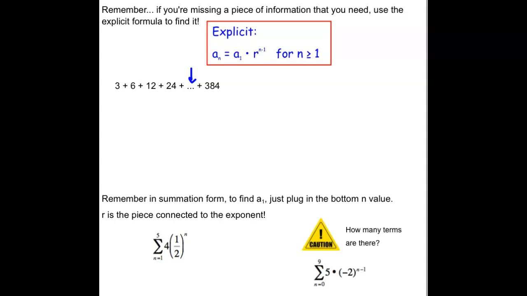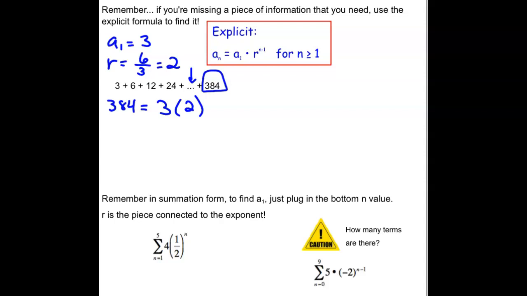We can figure out our first term. We know that the first term is 3. We can figure out our r value just by taking the second term divided by the first term. So we know that we're just multiplying by 2. But we don't know our n value. So let's plug in what we do know. Our last term, our nth term, is 384. We started with a 3. We were doubling, or timesing by 2, every time. We just don't know what that power was.